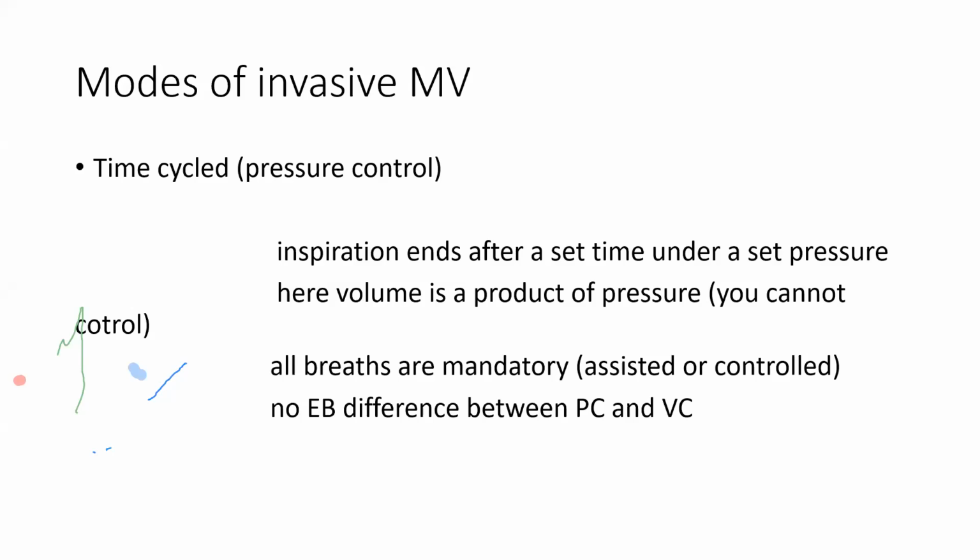Both are assist controlled modes that are suitable for starting mechanical ventilation and for sicker patients. There is no evidence-based difference between pressure control and volume control in terms of outcomes. So the difference comes from individuals and their institutional preference and protocols and experience. So you can start a patient on invasive mechanical ventilation, whether on pressure control or on volume control.